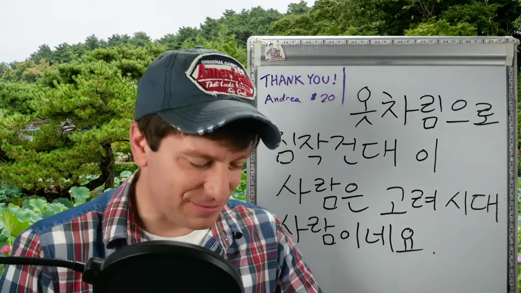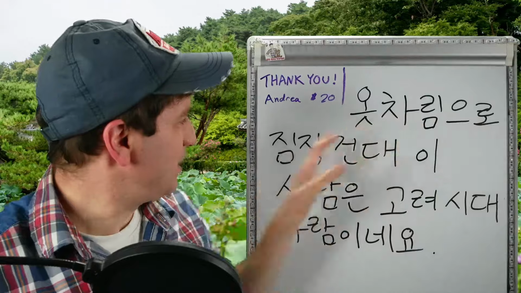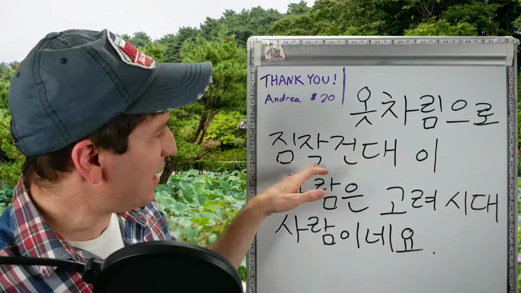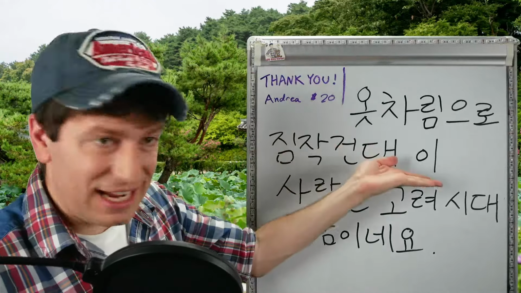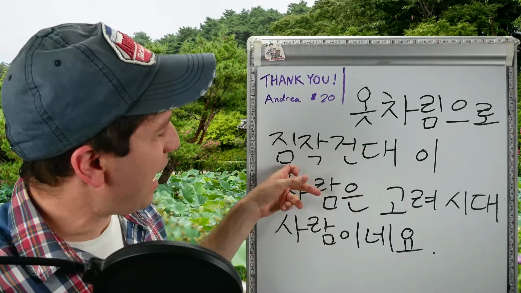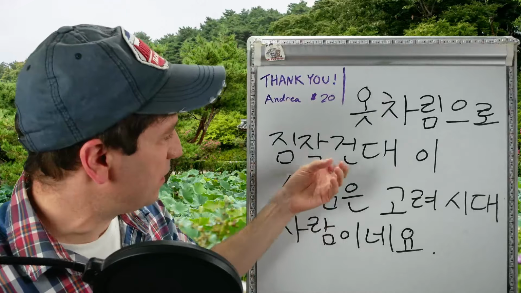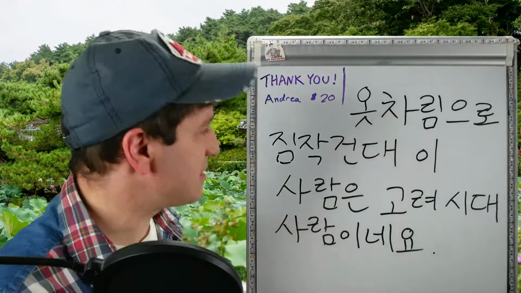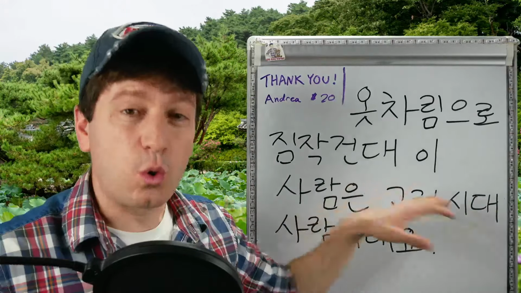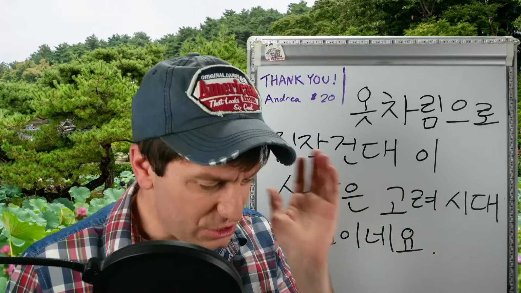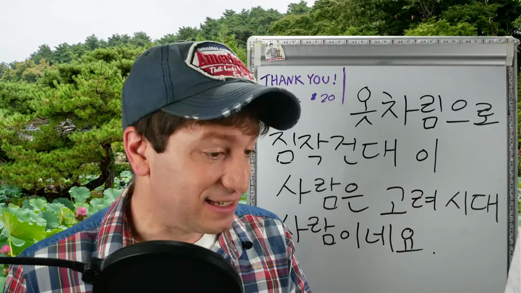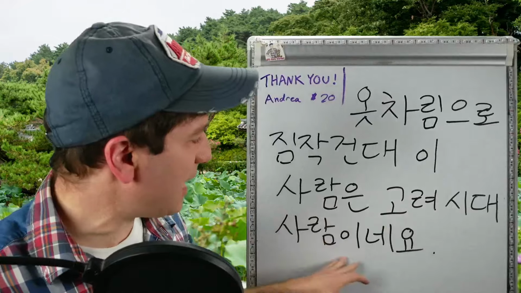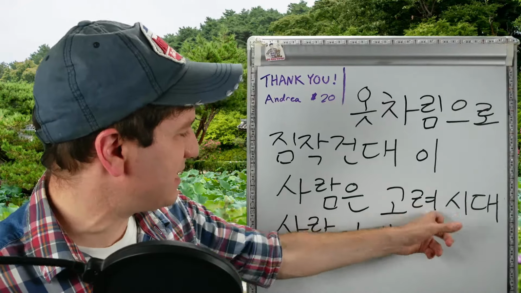옷차림 would be someone's clothing, someone's dress. So 옷차림으로 짐작 is 짐작하다, which is to guess or assume. So 짐작하건대, 짐작건대, same thing. So let me tell you what I guess or assume from their clothing. So by looking at their clothing, what I can assume is 이 사람은, this person, 고려 시대 is the 고려 period, which was the years 918 to 1392. That was the 고려 dynasty. So 고려 시대 사람, a person from the 고려 dynasty, they are.